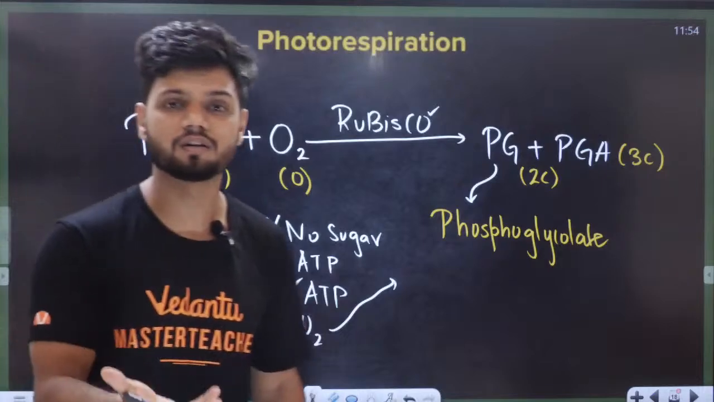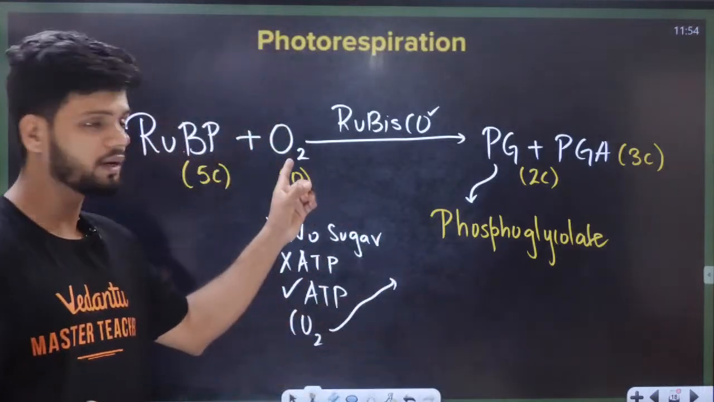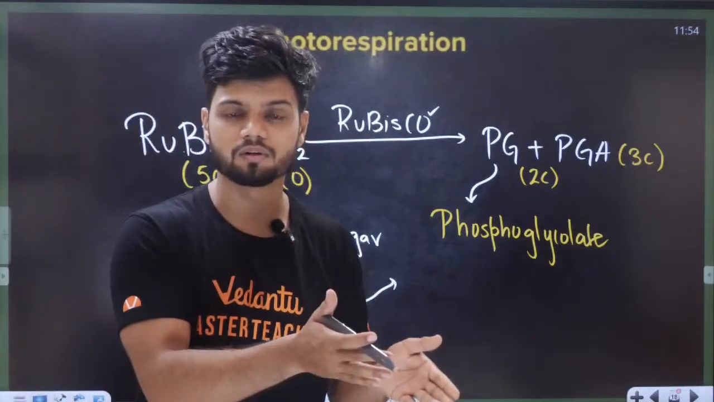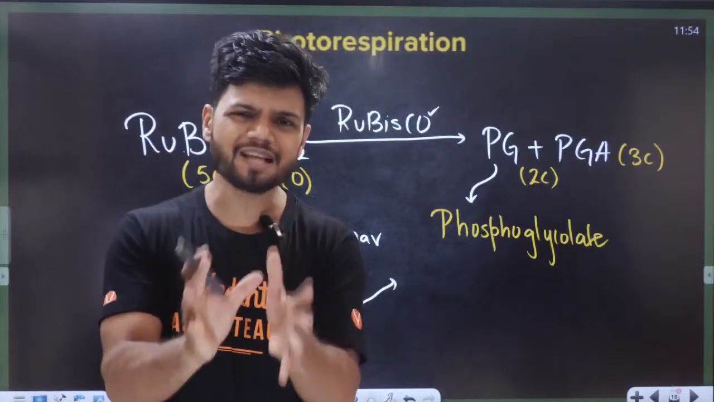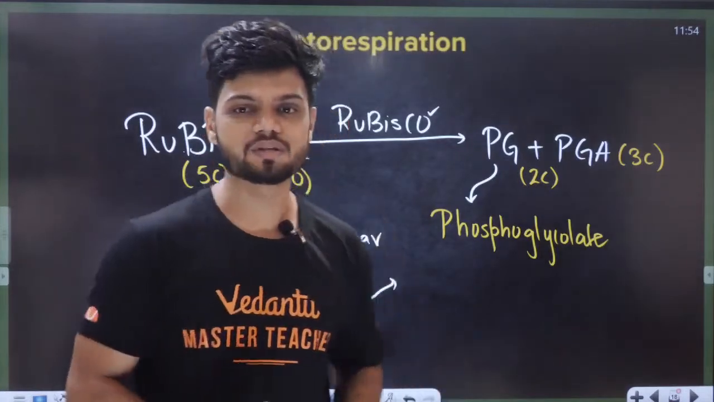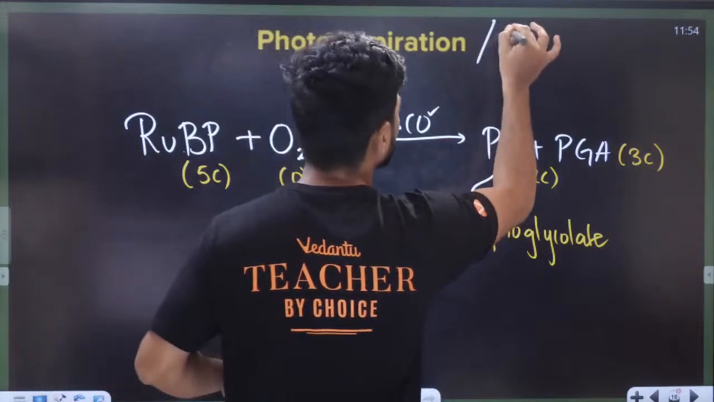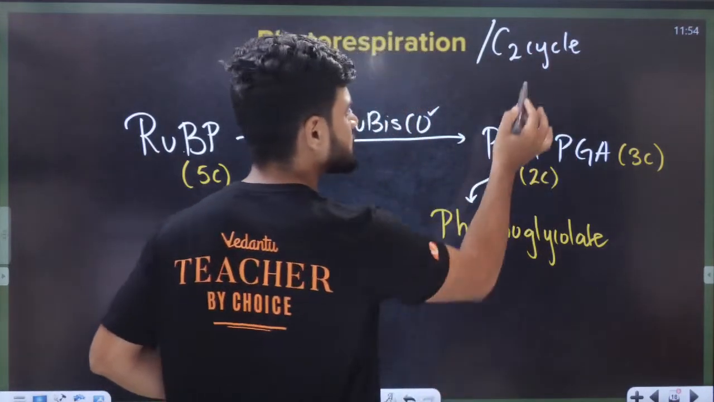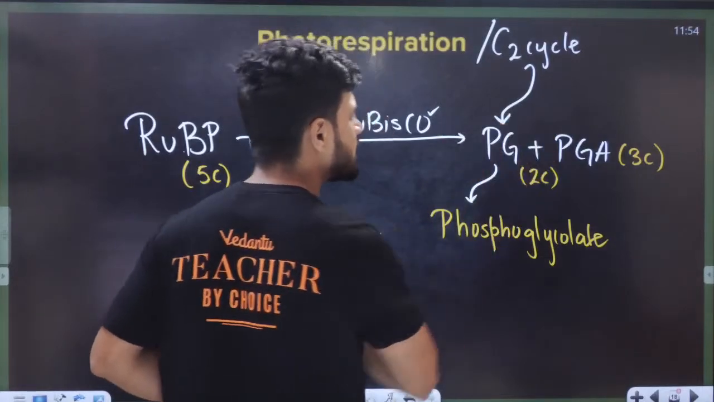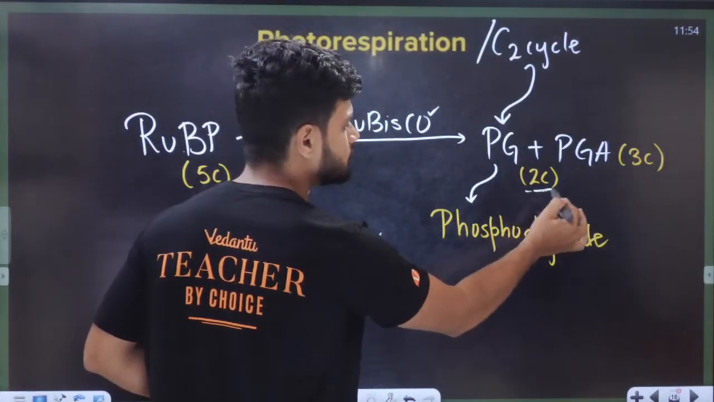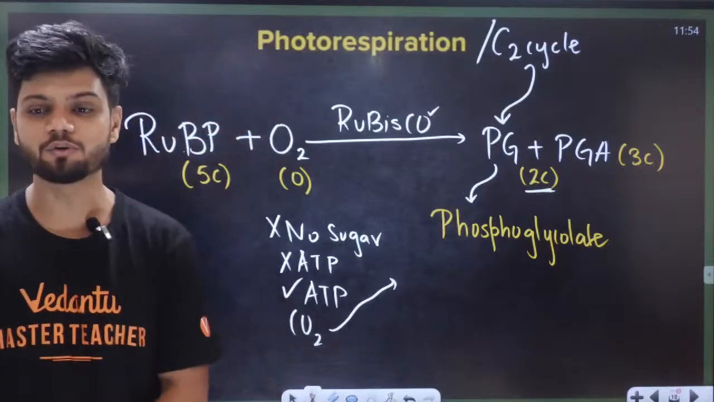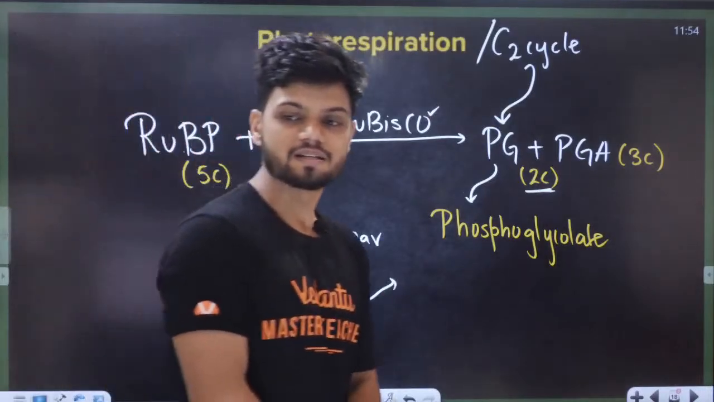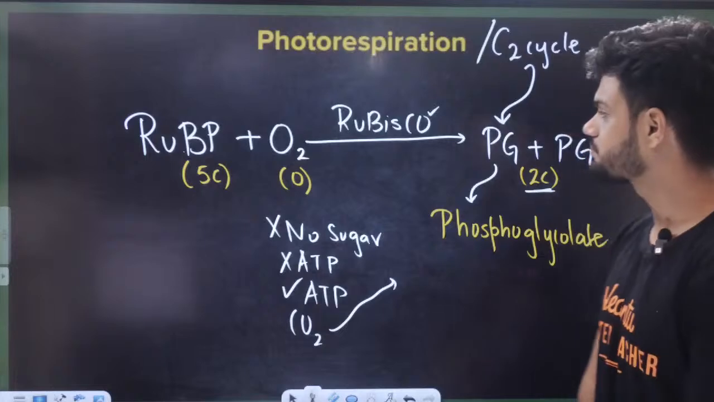but plants do not have any option. As soon as oxygen is going up, as soon as CO2 is coming down, the poor plant has to undergo the C2 cycle, also called photorespiration. Now, why is it called the C2 cycle? Because the first stable product is a 2 carbon compound. That is why it's called the C2 cycle.